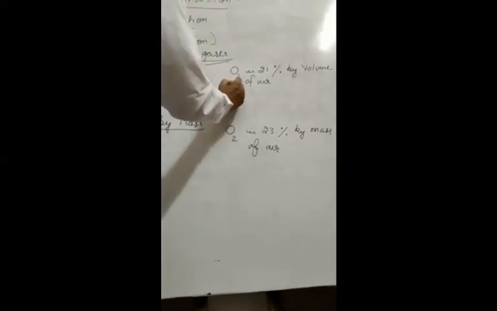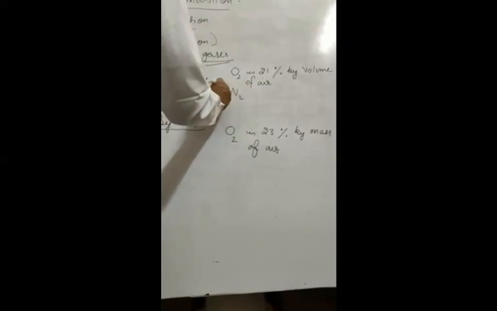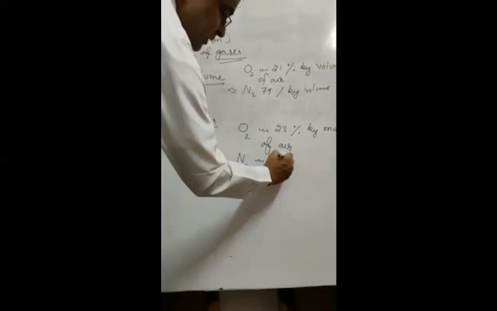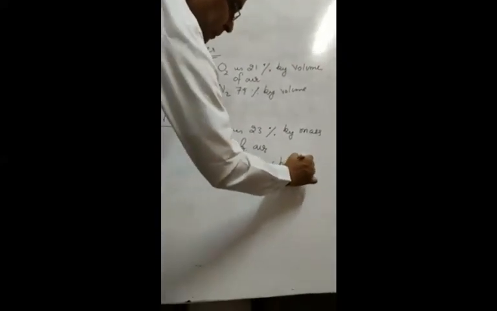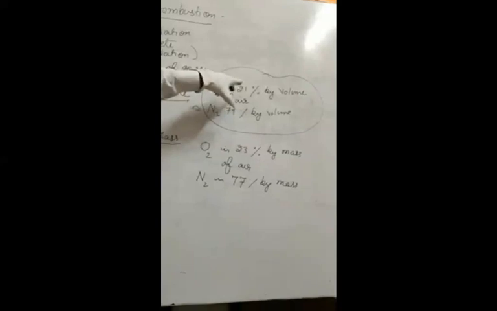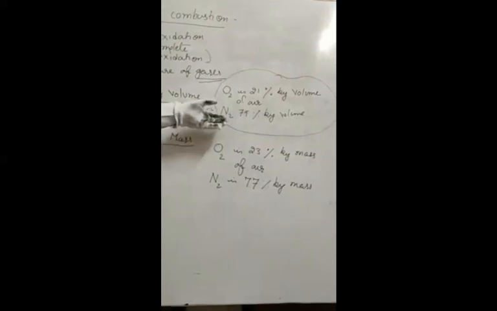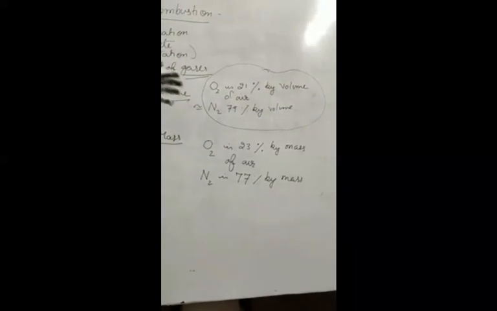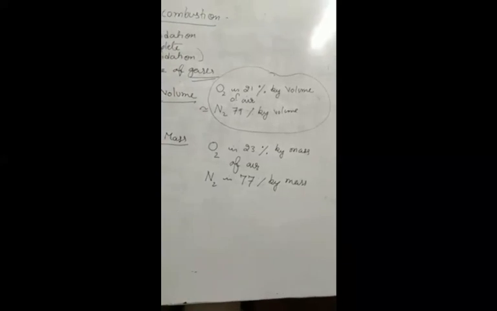So it is assumed that nitrogen will be about 79% by volume, and nitrogen is about 77% by mass. Now we will perform a simple experiment which shows that the volume of oxygen comes out to be 21%. With the help of this experiment we can see that if oxygen is present in the air, it is consumed, and what volume of the air it actually occupies.